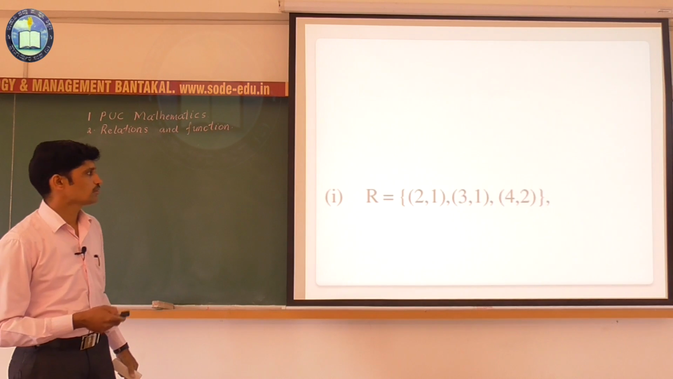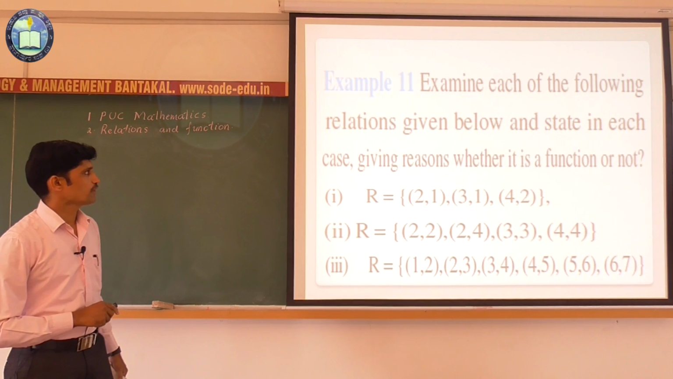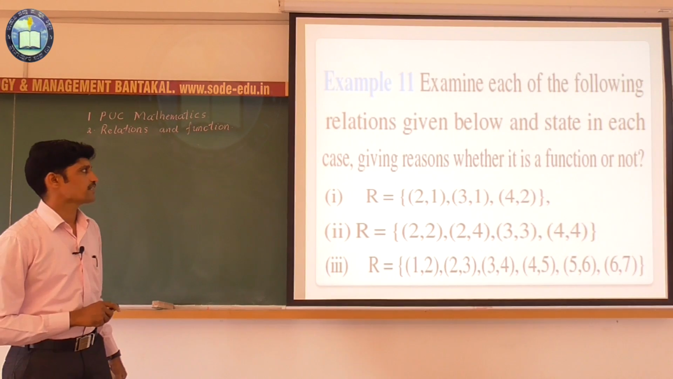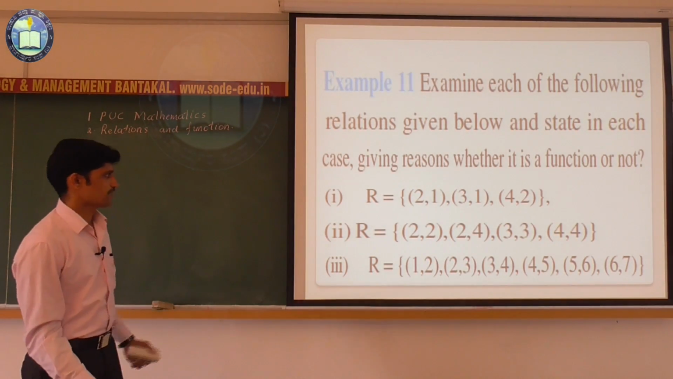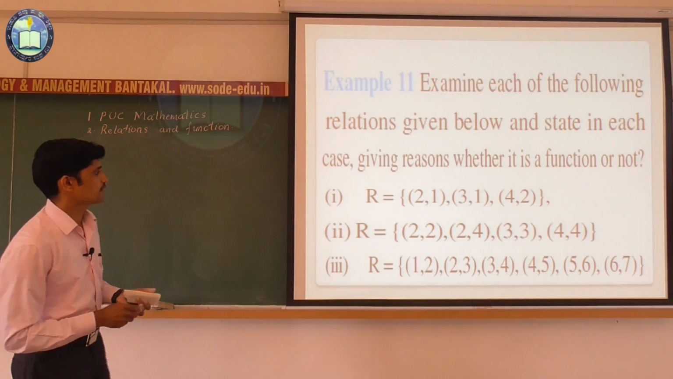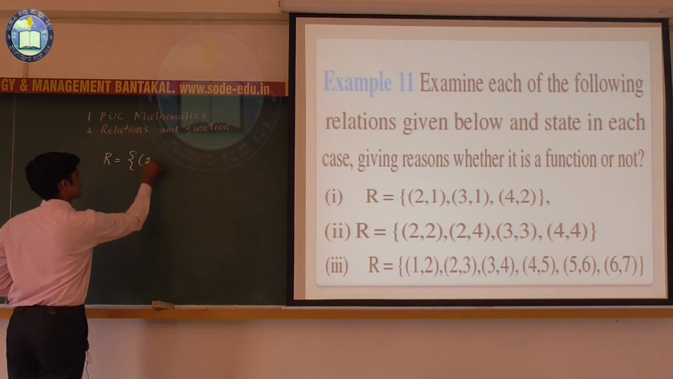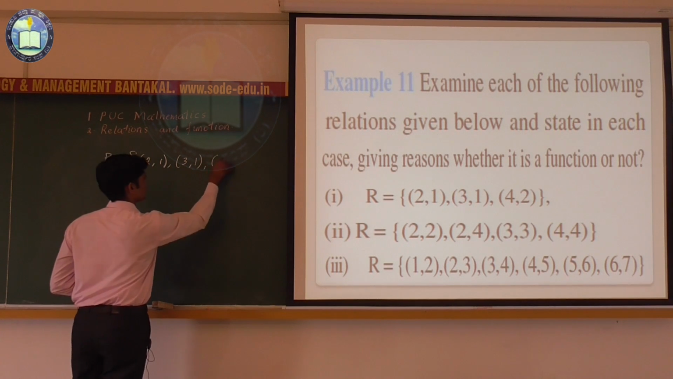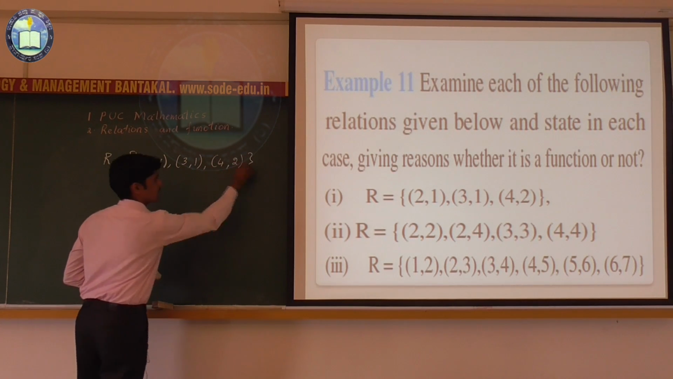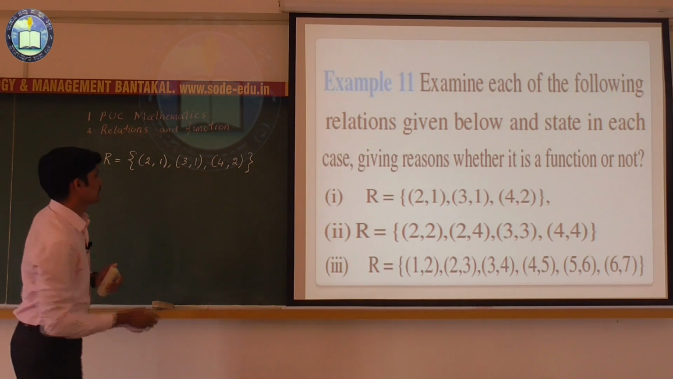Now, let us go to another example in our textbook. Example number 11. Examine each of the following relations given below and state in each case, giving reasons, whether it is a function or not. The first relation given is R is equal to {(2, 1), (3, 1), (4, 2)}. This is a relation. We have to decide whether it is a function or not.